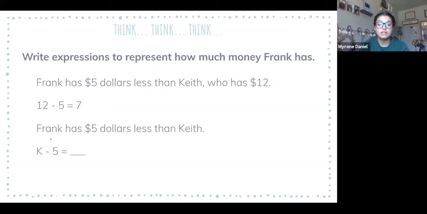But now this is a different expression, and this is where our variables come into play. Frank has $5 less than Keith, but we do not know how much money Keith has. So we're going to be using a variable for Keith, and for that variable, I chose K. Frank has $5 less than Keith, and Keith is K, so Frank has K minus 5, and that's how I would write out that expression.